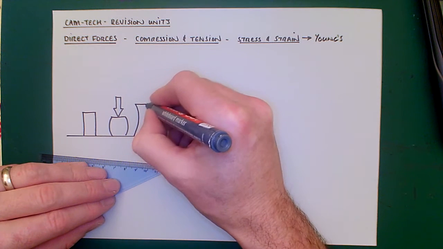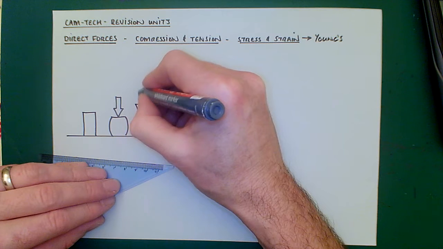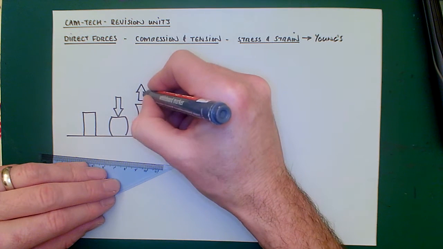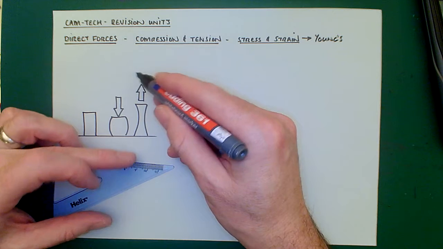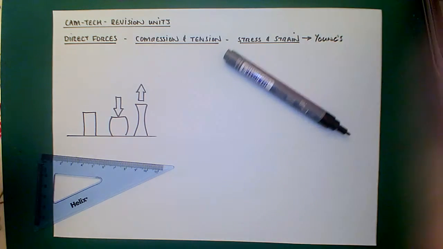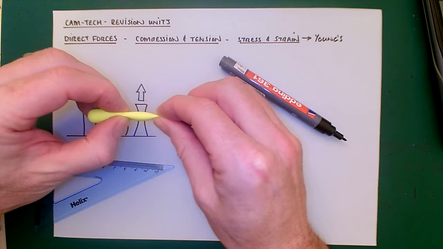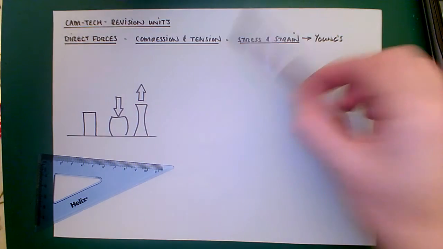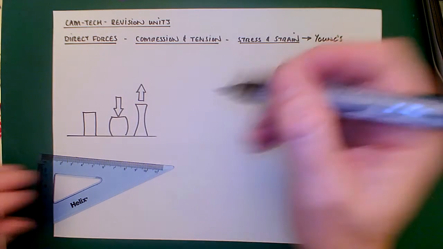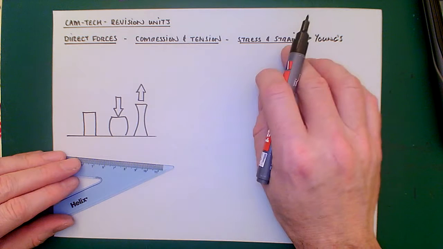It can also come under tension, the opposite. And you can see here the material pinches in as it's stretched out. As you stretch a material, you see it pinches in, but it changes its length. That change of length is going to become significant when we start talking about strain.